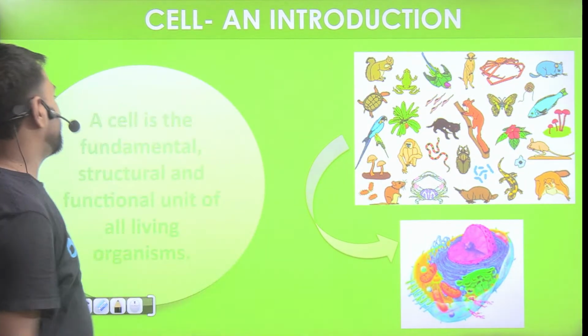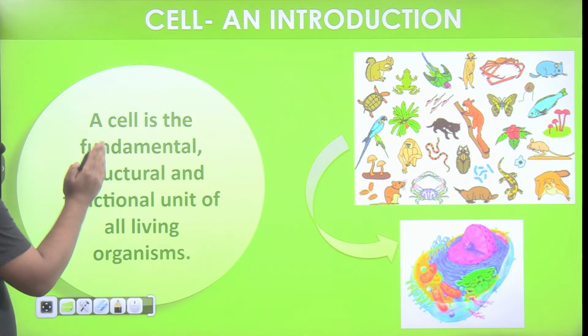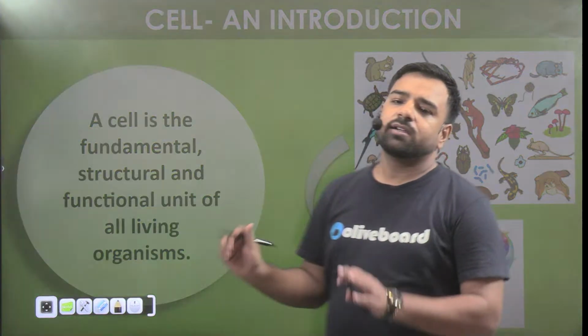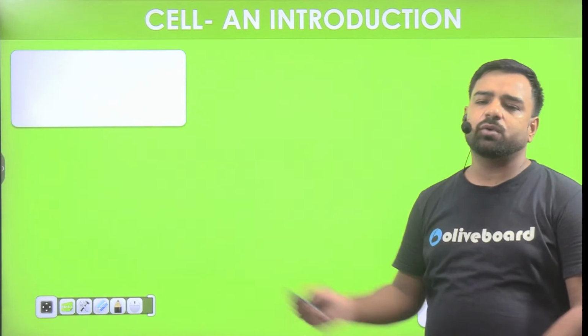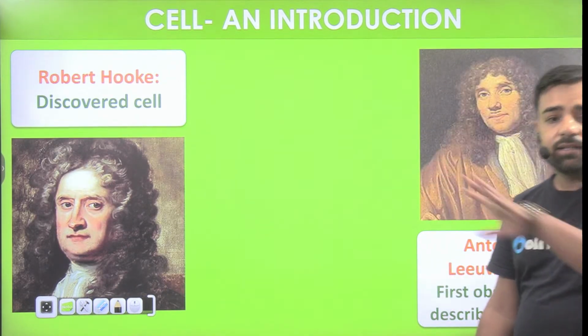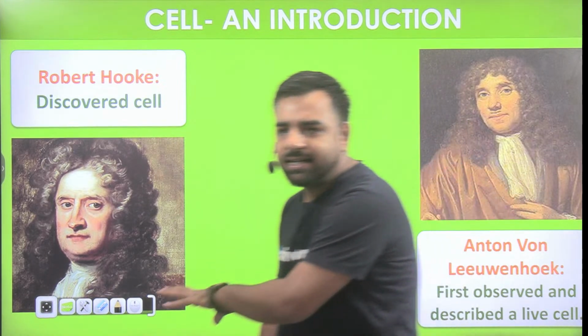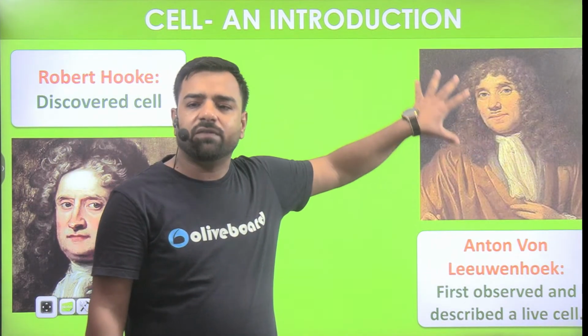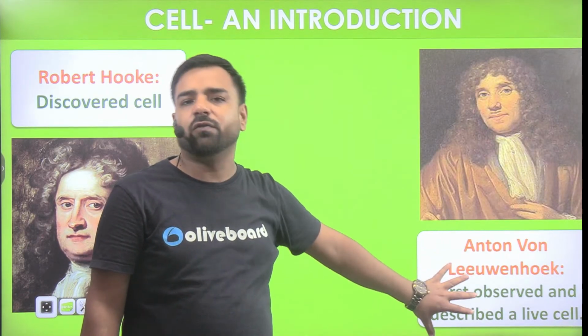Okay, so here it is. A cell is the fundamental structural and functional unit of all living organisms. Who discovered it? Robert Hooke discovered the cell in 1665. He was the one who discovered the dead cell. And if I talk about the living cell, it was actually discovered by Leeuwenhoek.